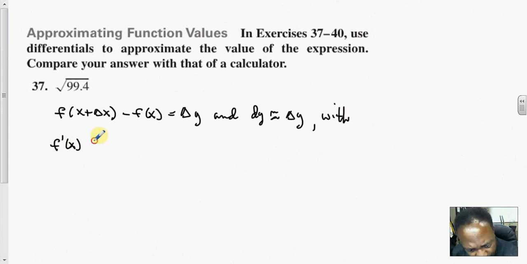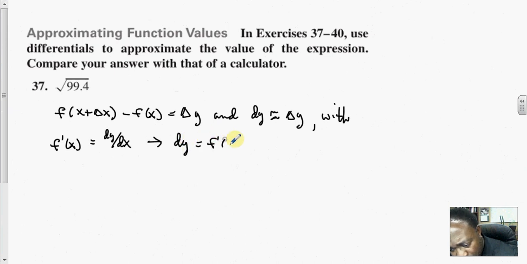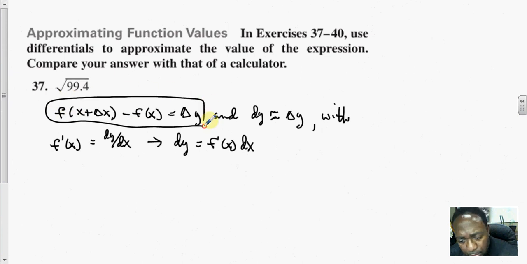With f prime of x equal to dy over dx, this implies that delta y is f prime of x times dx. Now where does that come into play? We start here with this statement: f of x plus delta x minus f of x is being approximated by dy.